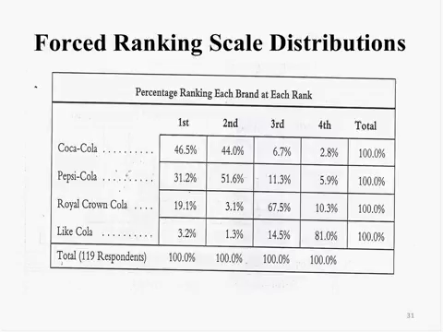The Light Cola, which I've never had, is very low in the first quartile, even less in the second quartile, begins to build in the third quartile, and in the fourth quartile, 4/5, 81% of all the respondents say Light Cola is in the fourth quartile. That's a forced ranking scale distribution.